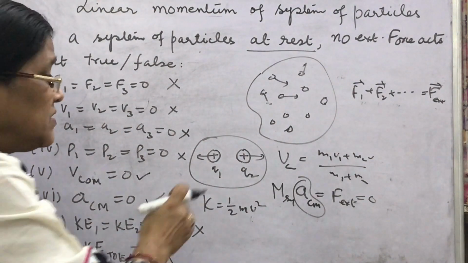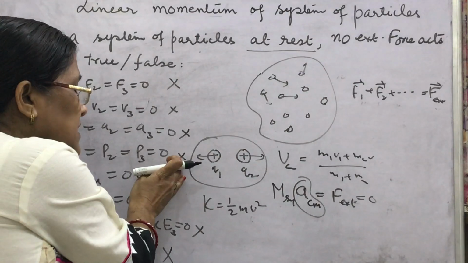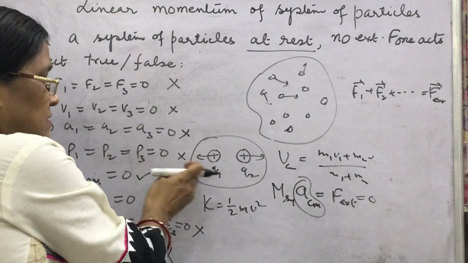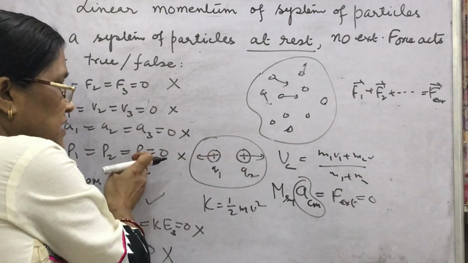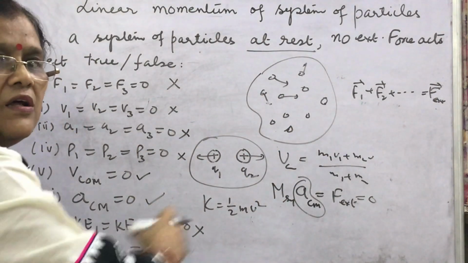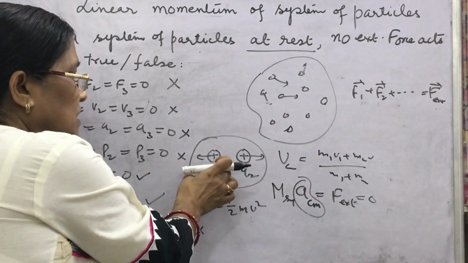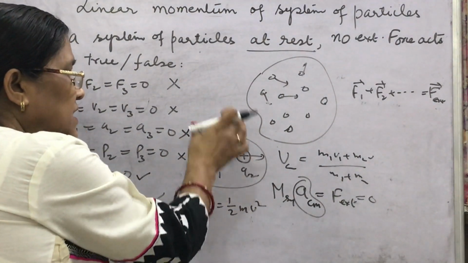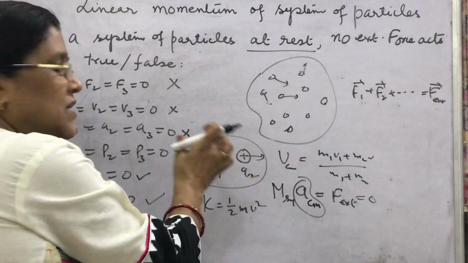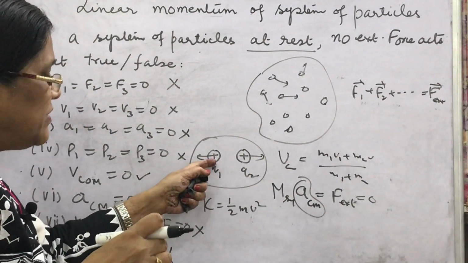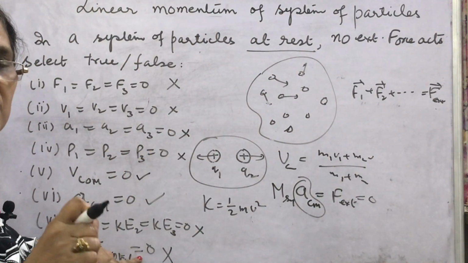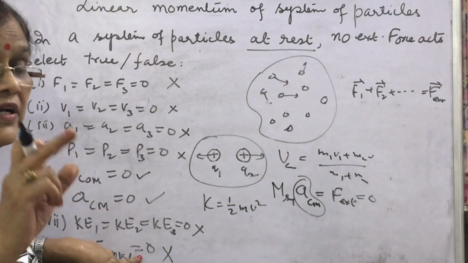No, because velocity is increasing in this direction. This charge is repelled by this one, so it is moving with increasing velocity in this direction, and this one is moving with increasing velocity in the forward direction. So kinetic energy is increasing at the expense of electrostatic potential energy. To say that kinetic energy is 0 is wrong. Kinetic energy is not 0.